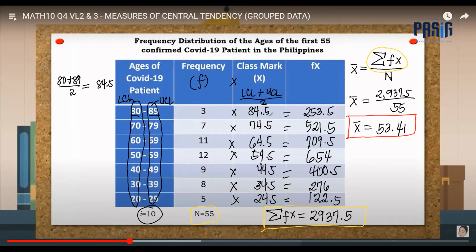And then after that, we are going to multiply the frequency and the class mark. Ito yung nakuha nating answer. Ayan. And then i-add natin siya for us to get the sum of the product of f and x. Then i-divide natin yun sa n, which is 55. Then we will get now our mean. So ganun lang po kadali when it comes to mean ng group data.